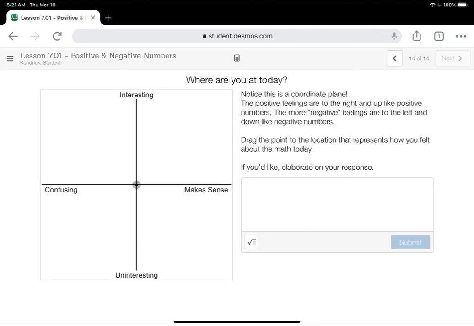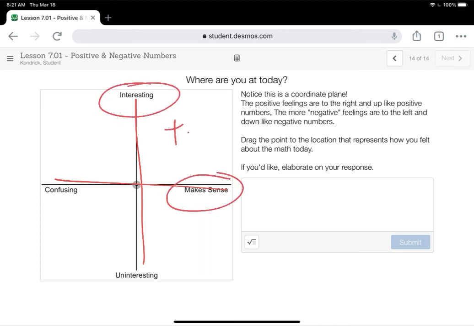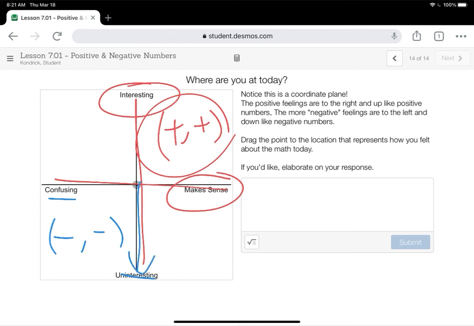Last but not least, just your reflection for today is where are you at after this video? Notice this, it's a coordinate plane, you guys. All the positive numbers, making sense and being interesting, those are both positive types of emotions, which is why that is showing that coordinate. Being confused or uninterested, those are both negative kinds of emotions. That's why it was showing a negative of going down and to the left. So even if you didn't think you understood coordinate planes, but you understood this, you're on the right track.